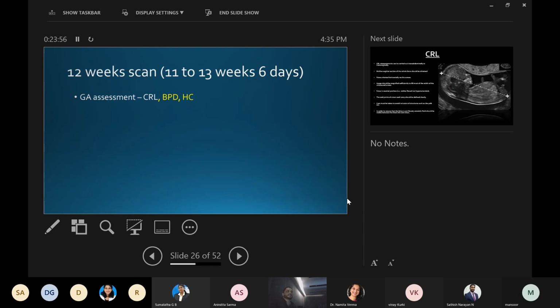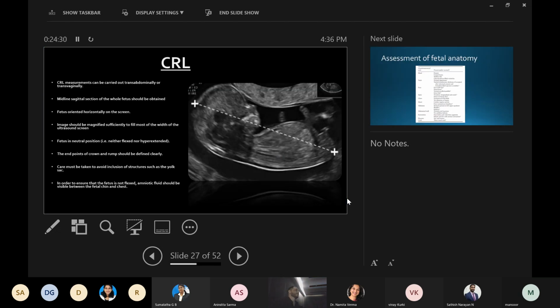So gestational age assessment, there are three things we look for in gestational age assessment. One is CRL between 11 to 13 weeks, 6 days. And if the baby is 12 weeks or older, then BPD and HC are more accurate, and they will be utilized for risk calculation in the double marker, that is combined risk assessment. So if the baby is 12 weeks or older, then just mention the BPD and HC also. AC and FL, there is no indication why they should be measured in first trimester.